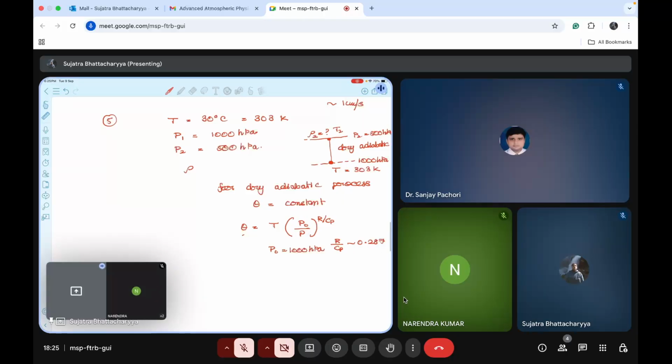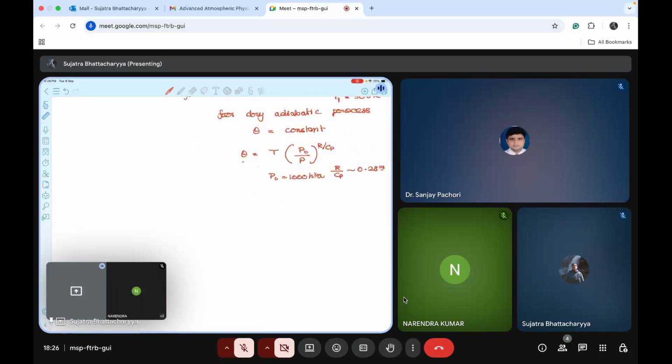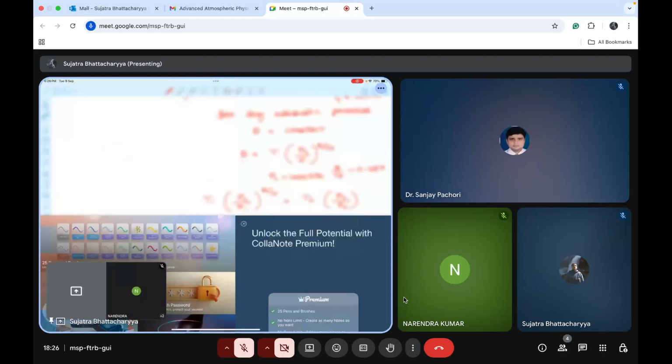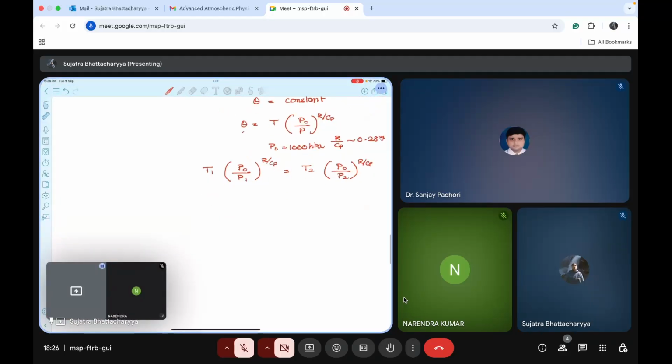let us say that T2 is the temperature at this P2 level and T1 is this. So what we can write, if this theta is conserved, is T1 P naught by P1 to the power R by Cp should be the same as T2 P naught by P2 to the power R by Cp. Fine. Now next, see, if you get T2, you know the pressure, you can calculate the density easily. So let's find out T2 then.